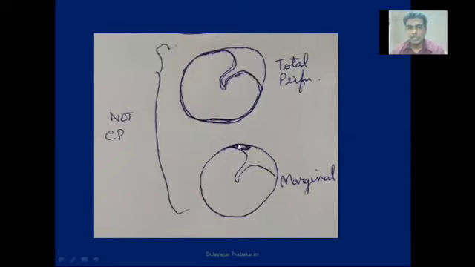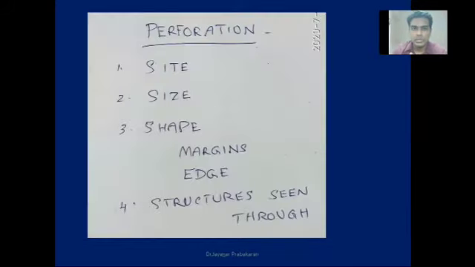Marginal perforation in the attic region is not always a perforation. Most of the time it is a retraction pocket. So the tympanic membrane in the attic region has gone inside. What you are able to see is only this area. So from outside it looks like a perforation, but it is a pocket, a retraction pocket. It may be a cholesteatoma also. So this is very important when you are explaining a perforation in the tympanic membrane.